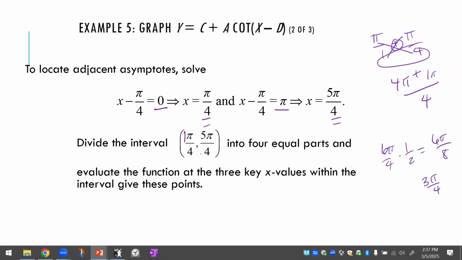Then we'll do it the other way. So 3 pi plus 5 pi is 8 pi. 8 pi divided by 4 is 8 divided by 4. It's 2. So here are our points.